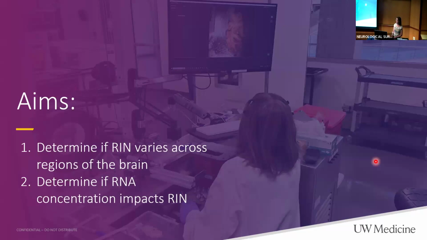And then secondarily, I wanted to determine if RNA concentration impacted RIN. So if I take a slightly larger sample of brain that has a higher RNA concentration, is that going to skew my RIN score? We don't want that.